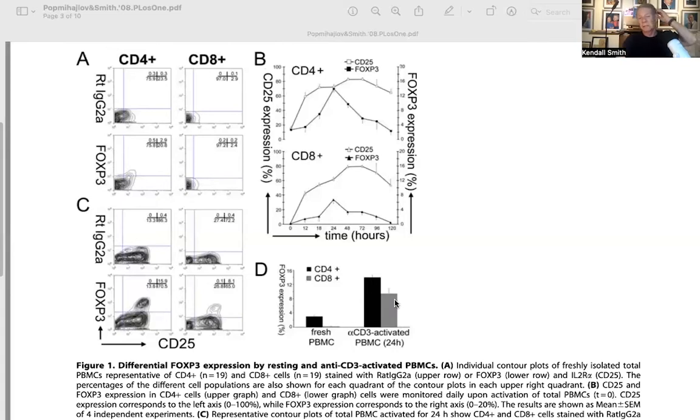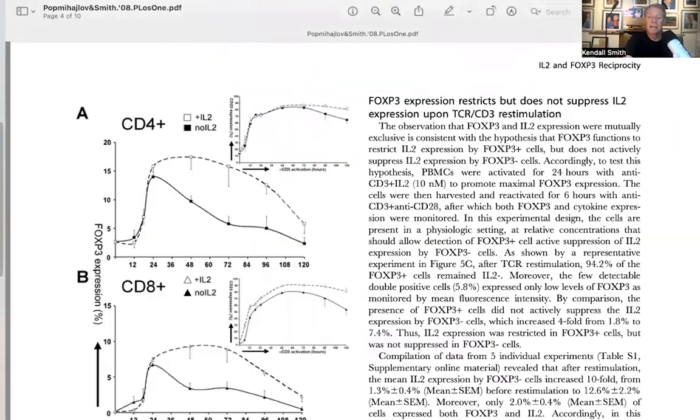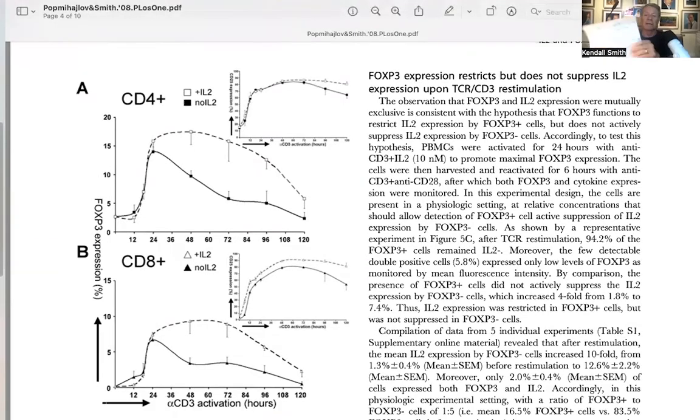So what are these cells? FOXP3 expression was supposed to be the sine qua non of a regulatory cell. And so in figure 2, the question was: if interleukin-2 stimulates FOXP3 expression, as has been shown by others at this point in time, what happens if you add interleukin-2 at time 0?